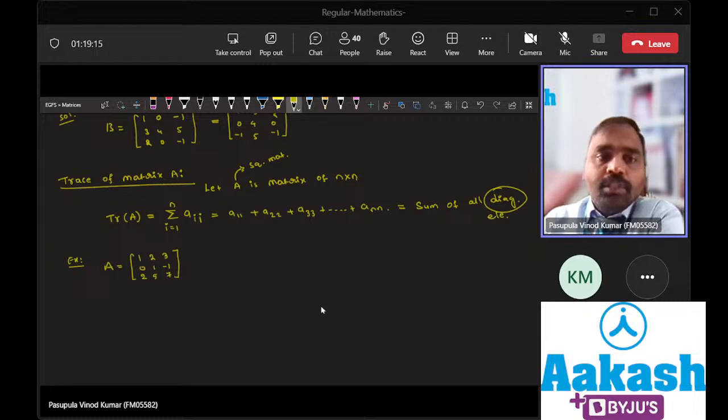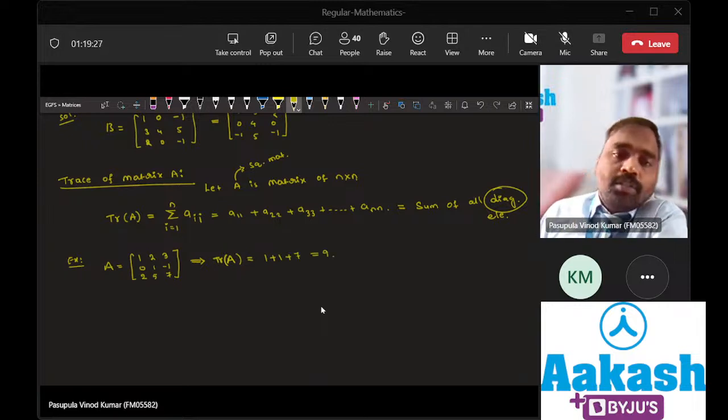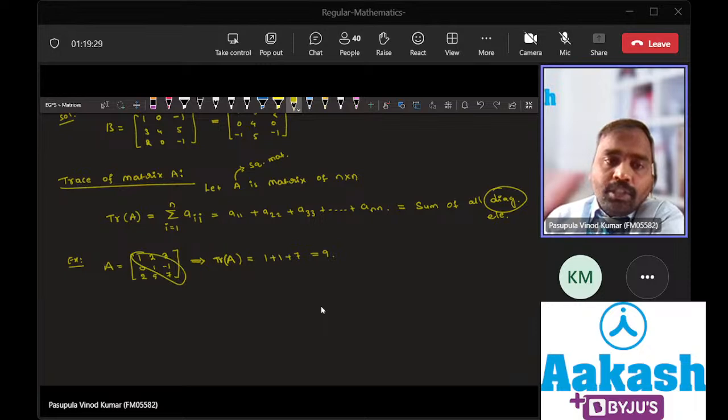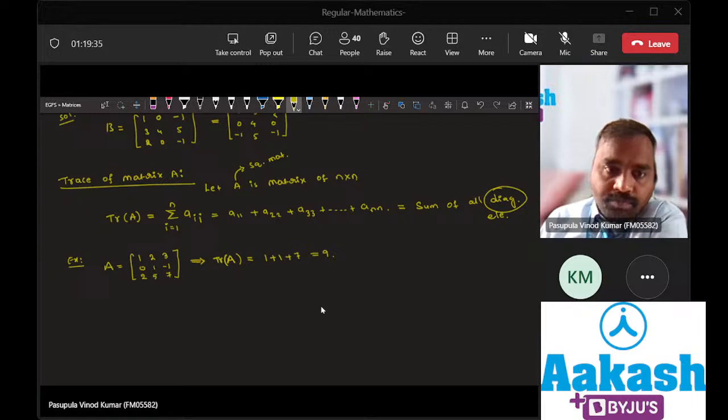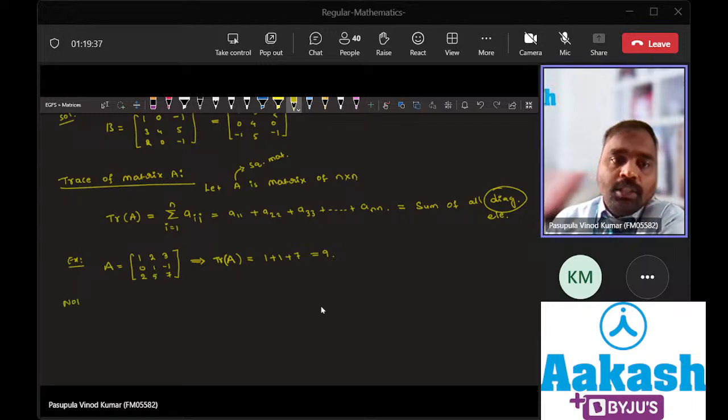Right. So what is it? Trace of A is equal to what is it? Can you tell me? 1 plus 1 plus 7. This is equal to 9. You understand? Only diagonal elements we have to add up. Is this clear, everyone? Right. This is a very small concept.